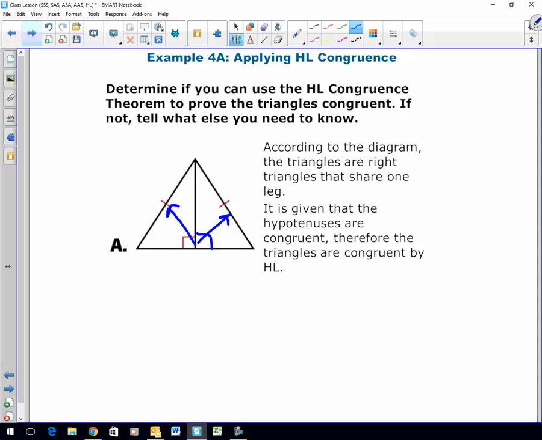Guys, what property always comes up every time I've got two triangles smushed together sharing a side? The reflexive property always comes up. Hypotenuse, leg. Okay? Any questions on that? Alright, check it out.